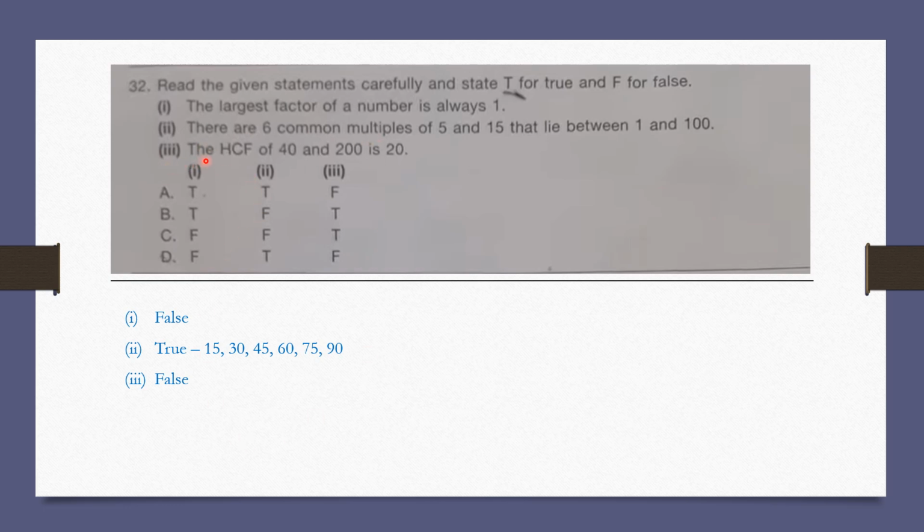So these are 6. So this statement is true. Statement 3. The HCF of 40 and 200 is 20. So highest common factor of 40 and 200 is 40, not 20. So this statement is false. So we have false, true and false. So our answer is option D.